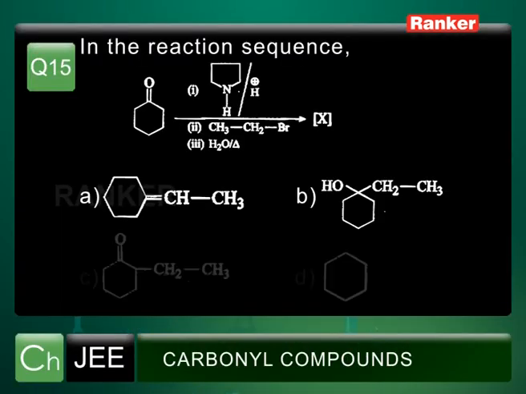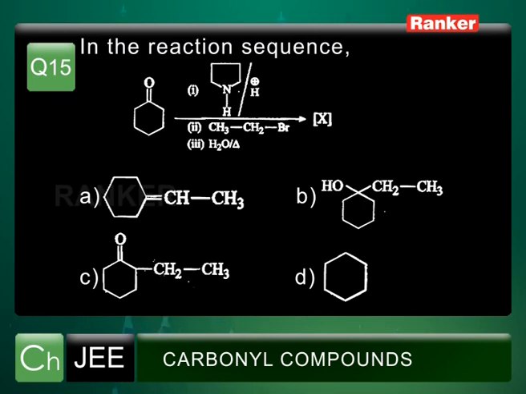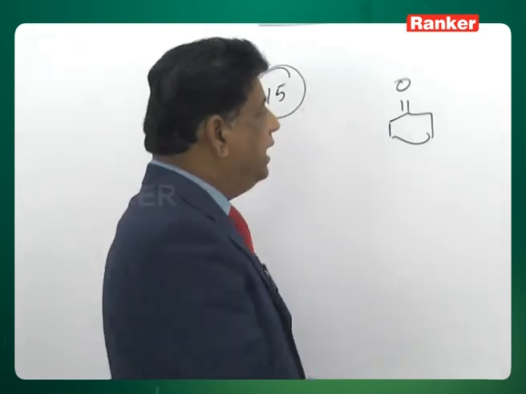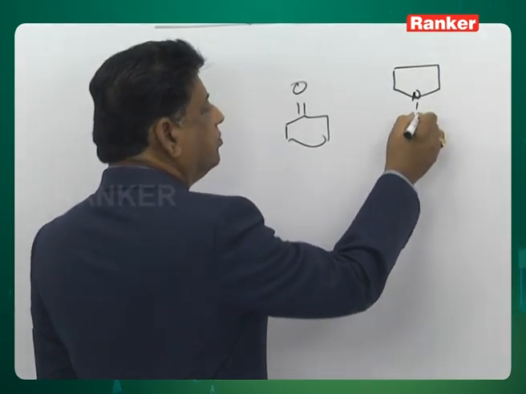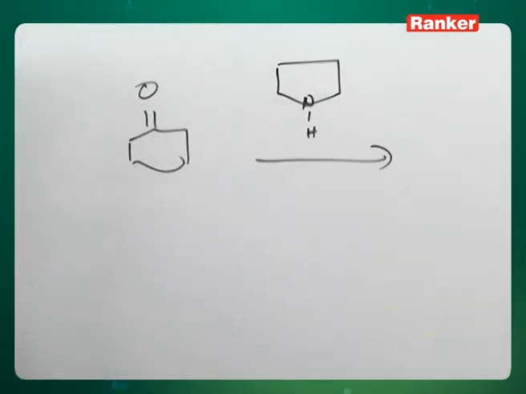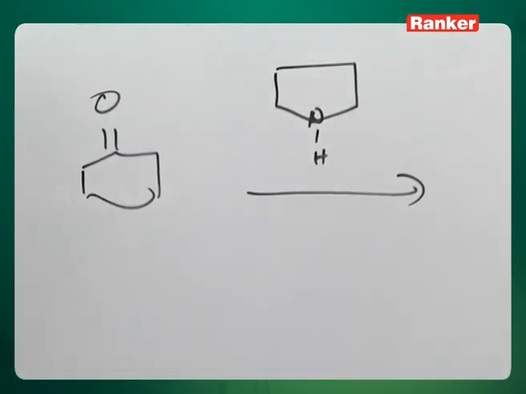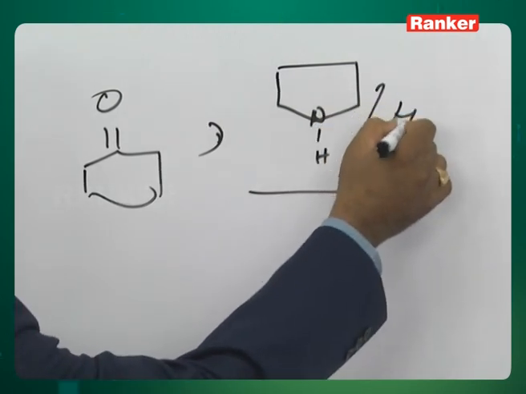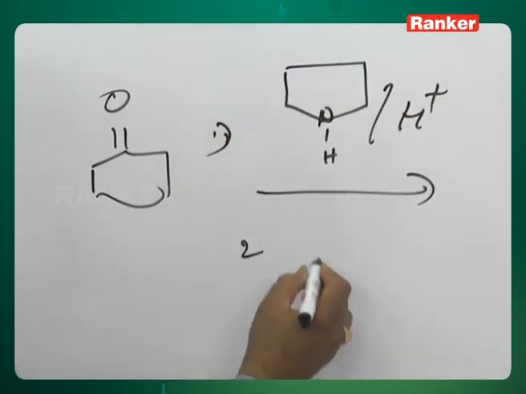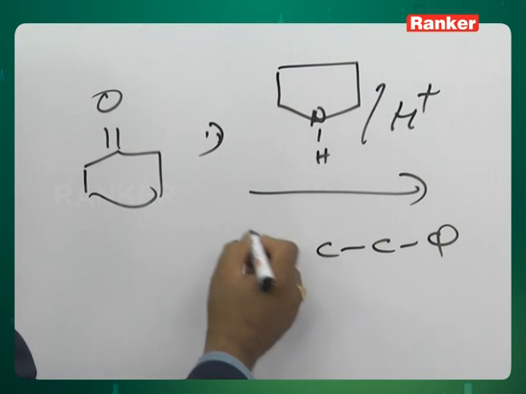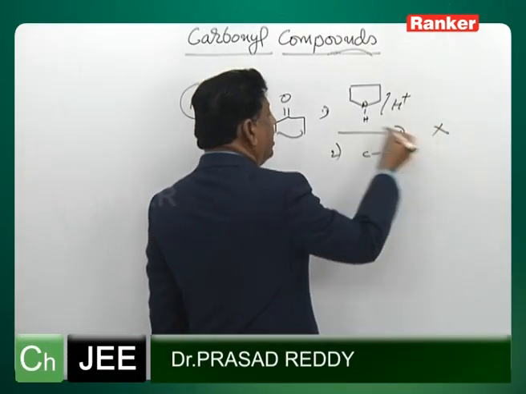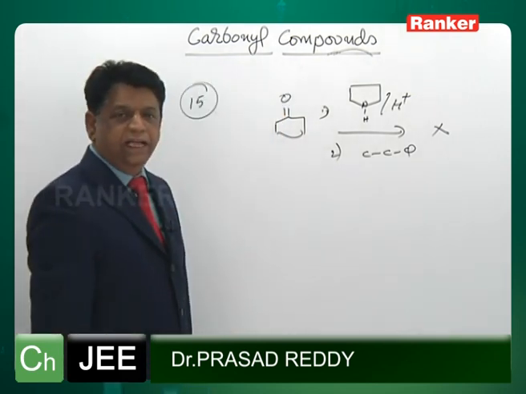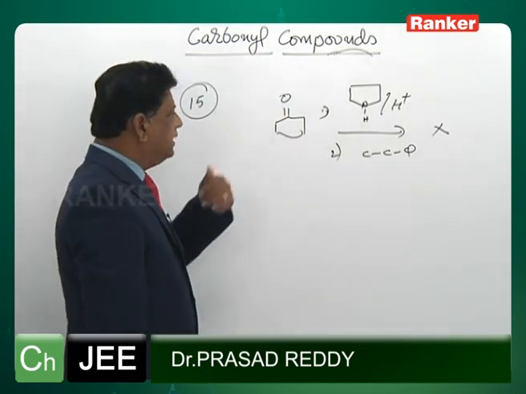In the reaction sequence, a cyclohexanone is given, then treated with a 2-degree amine of a cyclic nature, followed by an alkyl halide in acidic medium. An alkyl chloride is given, that is ethyl chloride, and he is expecting a product X after 2 steps. What is this X he is asking? Let us examine the reaction.